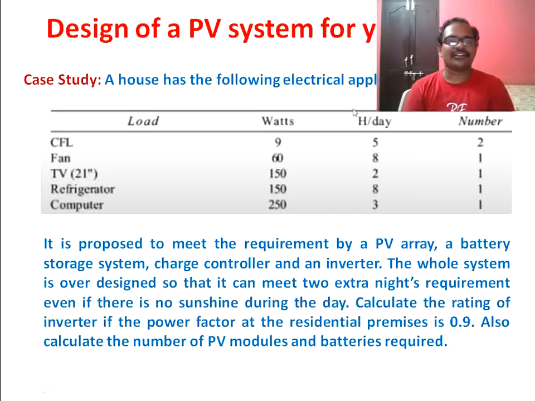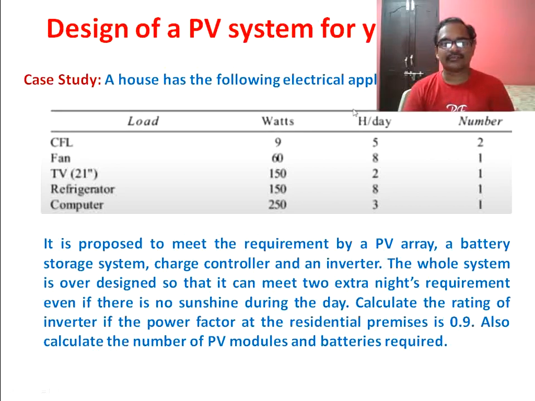So coming to the case study, a residential house has the following electrical appliance uses. The house for which we need to design a solar power system consists of these equipments: a CFL lamp of 9 watts, 2 numbers, running for 5 hours a day. A fan of 60 watts which will be running 8 hours a day, and number of fans is 1. And a 21-inch TV, the wattage of the TV is 150 watts, and number of hours of working per day is 2 hours, and total number of TVs is 1.